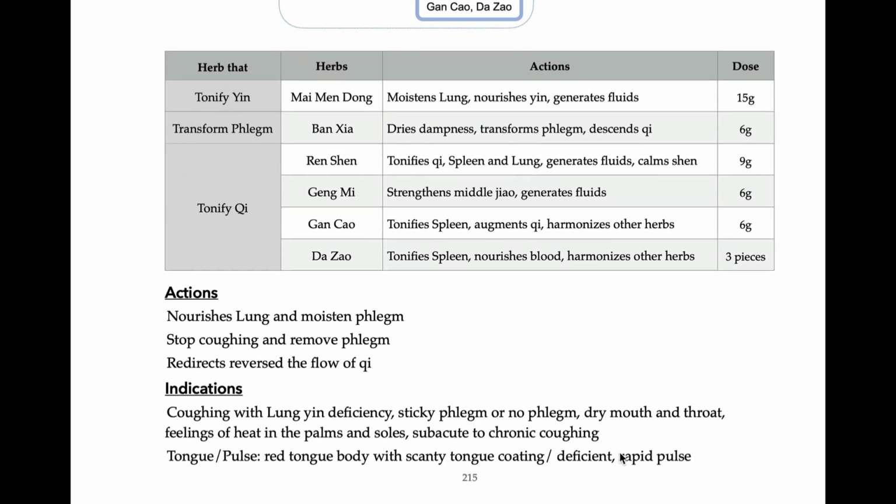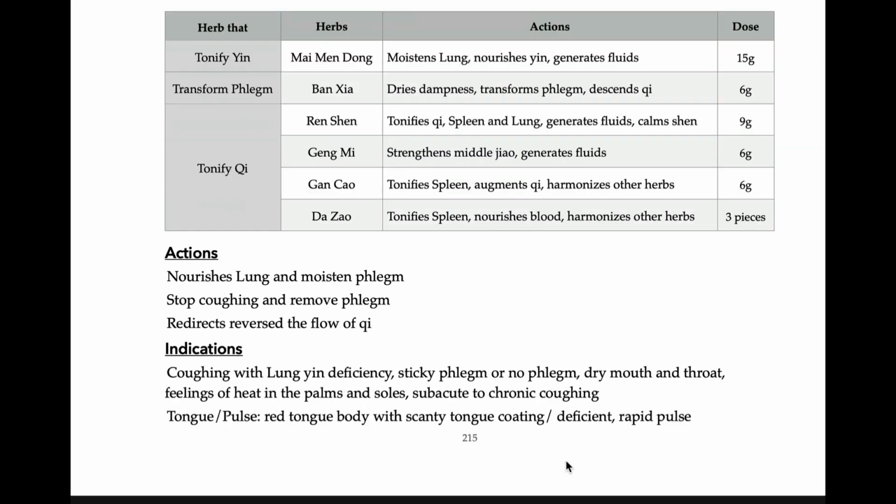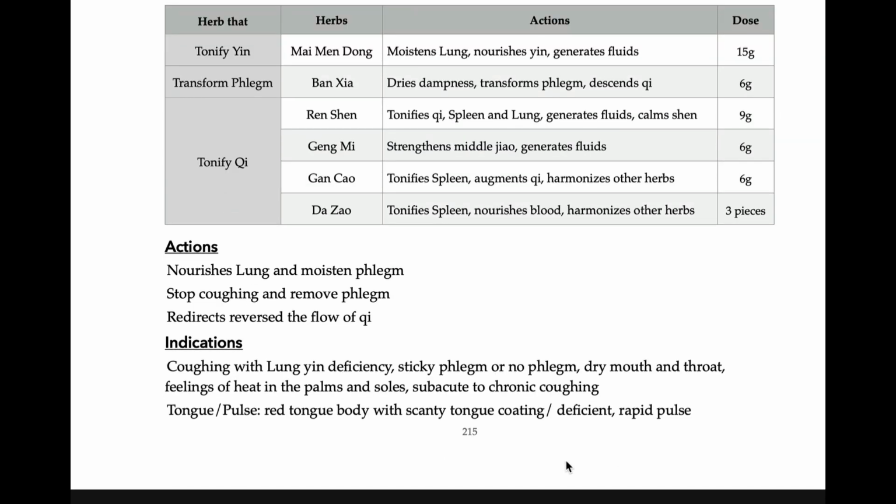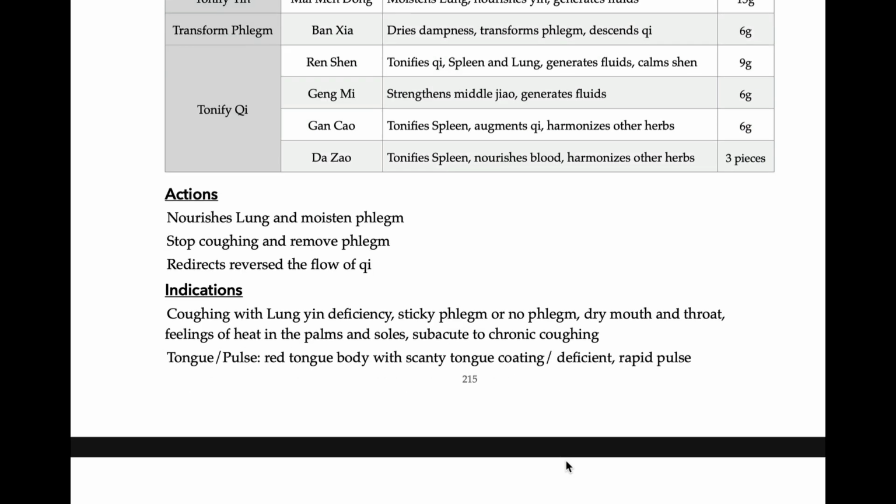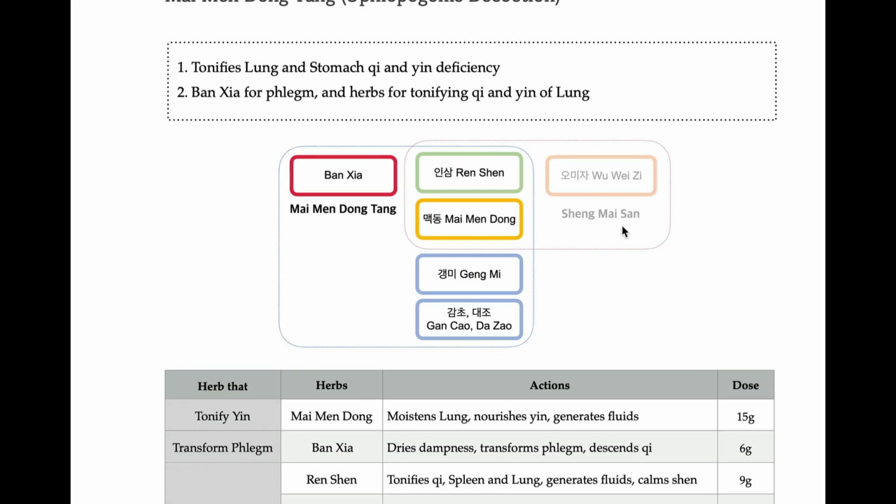So dryness, rapid, and deficiency. This implies the Rensen, the weakness. So not that counterintuitive, but just think this way: 마이멘동탕 treats everything in the subacute stage. There's 마이멘동탕, which is different from Liuwei Diwangwan, with Bansha, 마이멘동, and Rensen. And you also need to remember Shengmaisan.